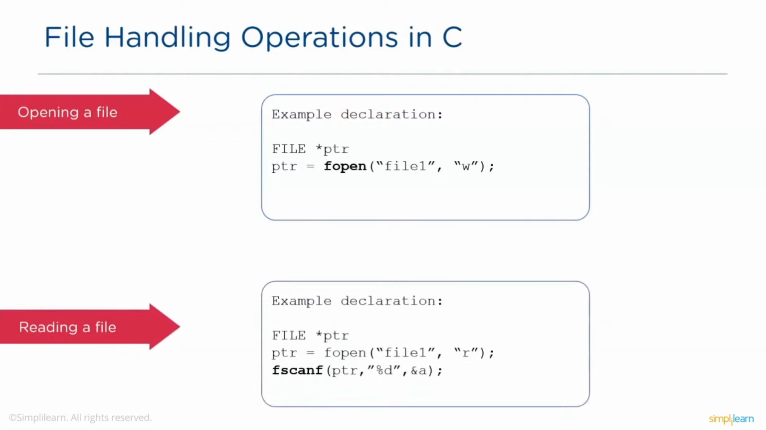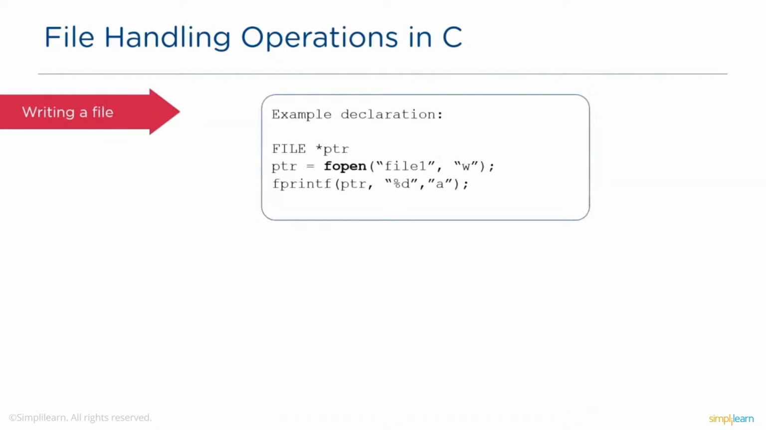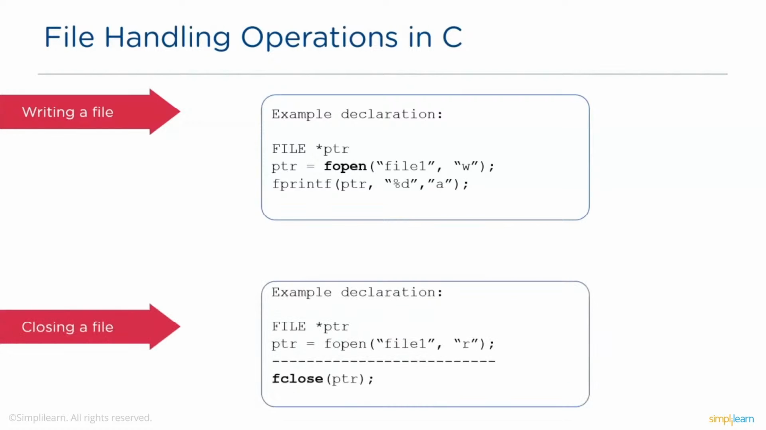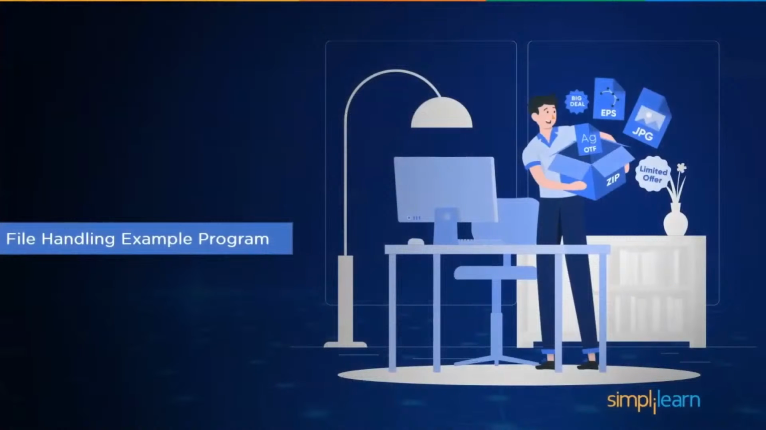The following declaration is based on reading a file. Therefore, the fscanf function is used to read from a file. We can also use the fgets function. Next, write a file. So first we open an existing file and specify the file name and the mode w, that is the write mode. The fprintf function is followed to write data on a specified file. Finally, after performing the operations on the file, we must close the file. And to close the file, we use the fclose function. The function parameter is the pointer name. Now, let us understand this operation using a simple program.